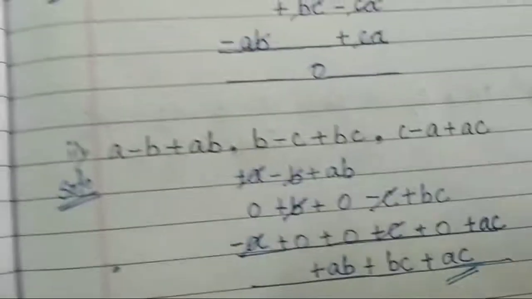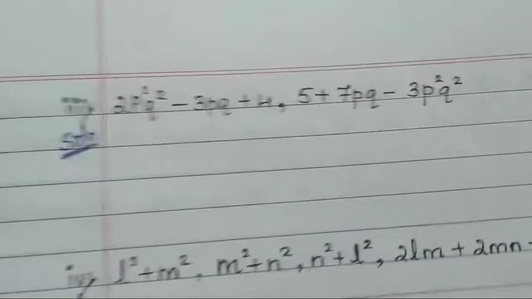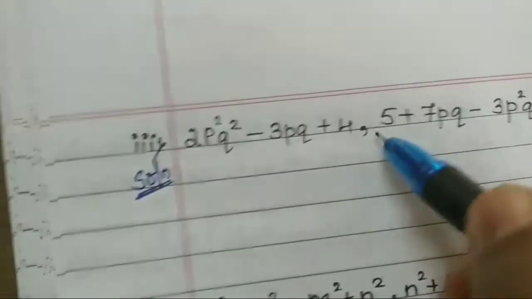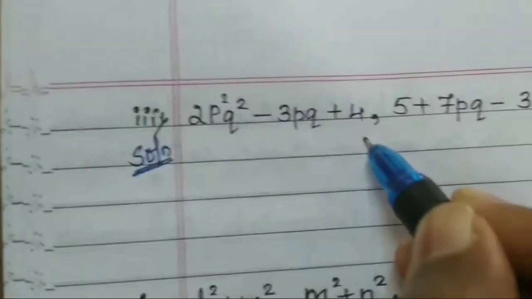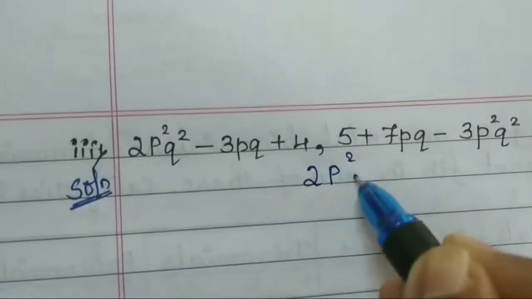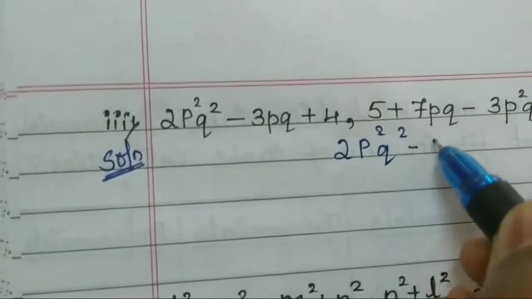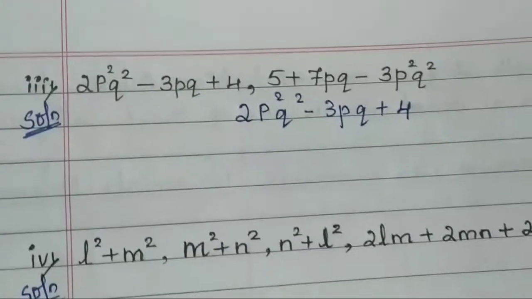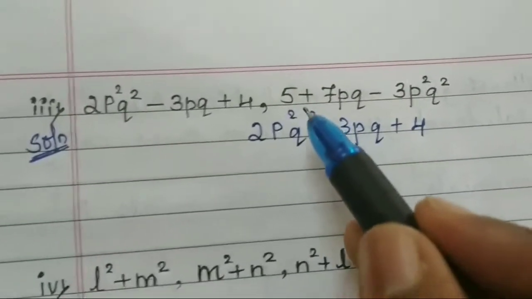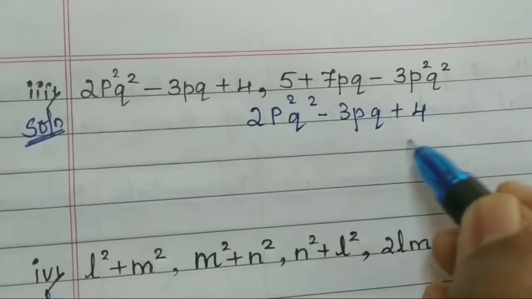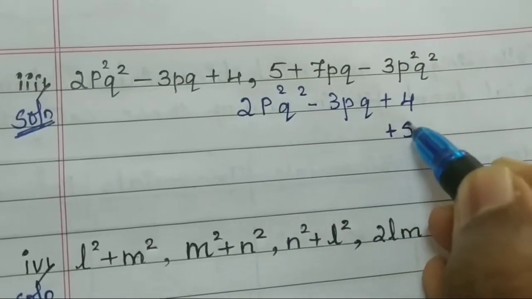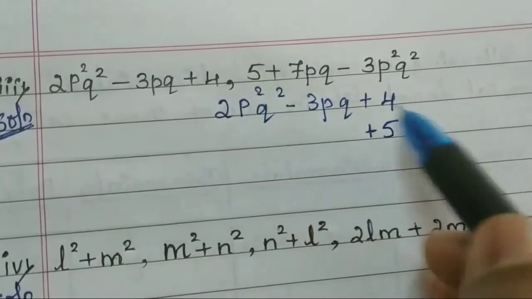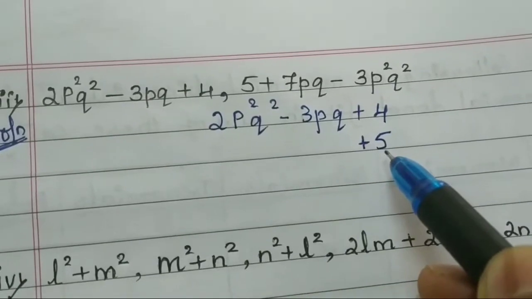So next you can see the third one. In the third one, there are two expressions given. Let us write those two expressions. The first expression is 2p square q square minus 3pq plus 4. In the second expression, 5 is given, which will come below this 4. A single number will come below the single number, that is 4.